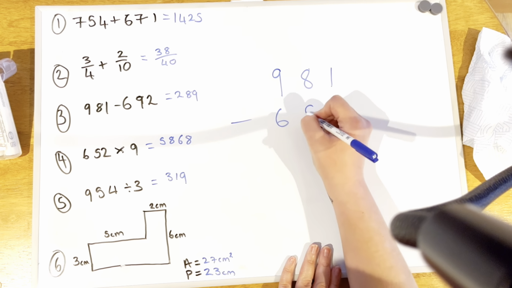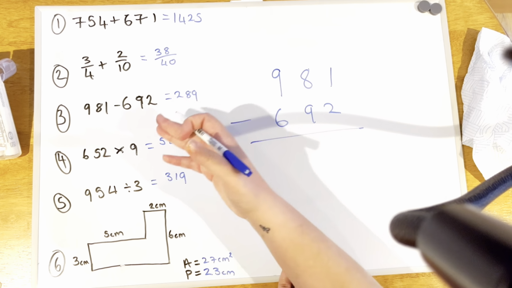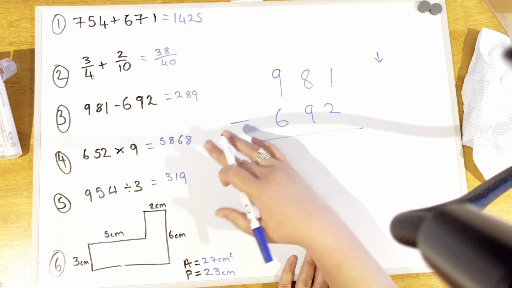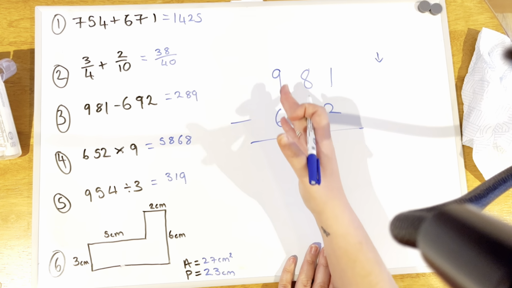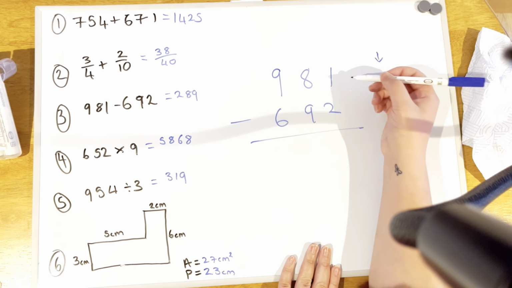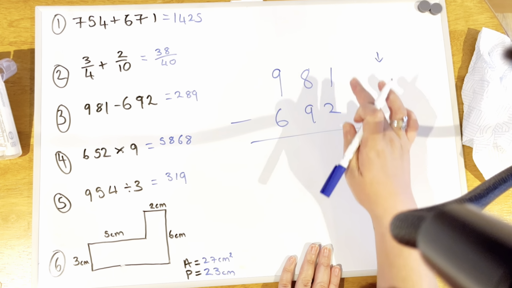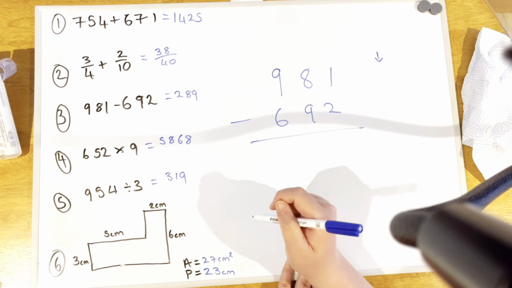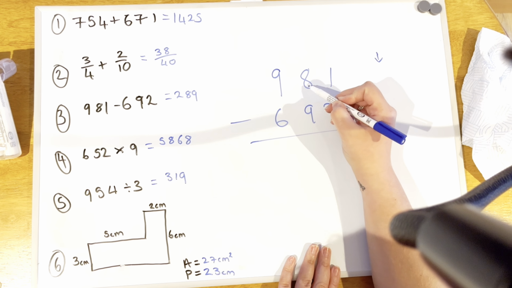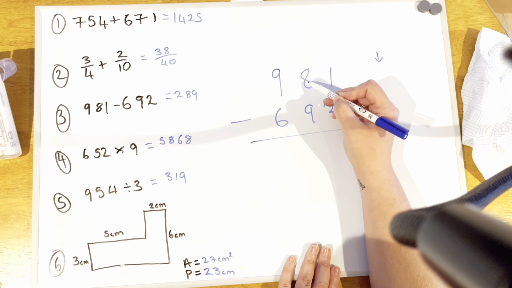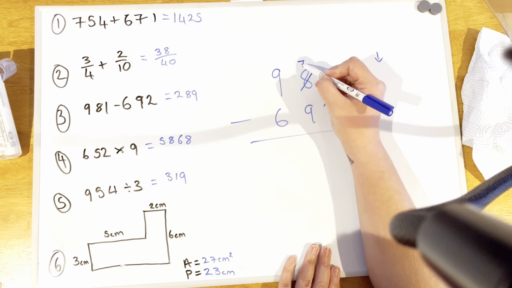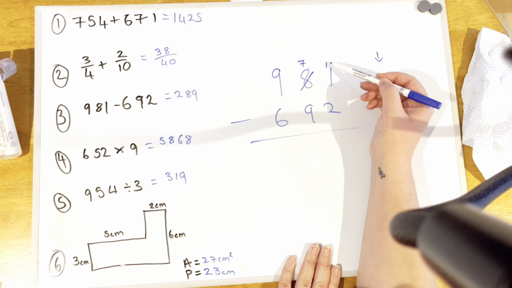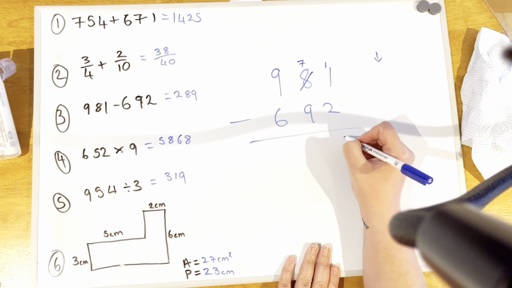Okay, let's have a look at our next one. 981 take away 692. Again, when I see two 3-digit numbers, I always think of column subtraction. So I lay it out, making sure that all my digits are in the correct columns. We always start with our ones again, and we always go top down. 1 take away 2. If I have 1 cake and you want to take 2 from me, can you do that? No, so we need to borrow from our next column, so from our tens, and exchange 1 ten for 10 ones. So this is now 11 take away 2, which is 9.